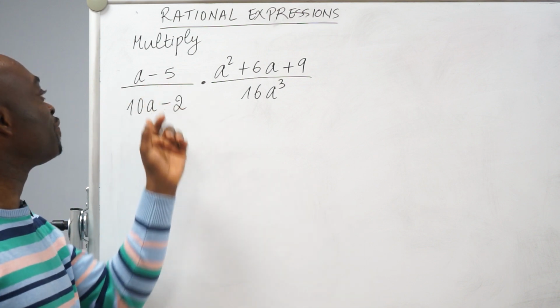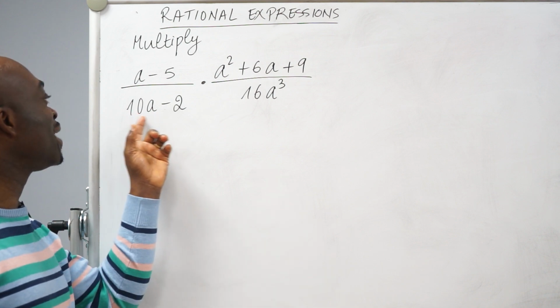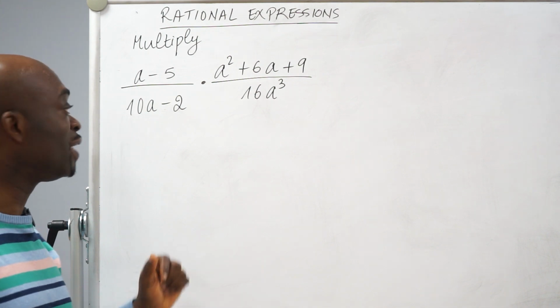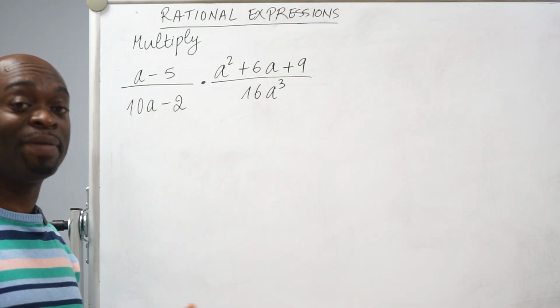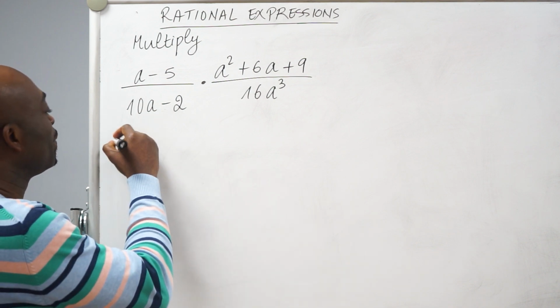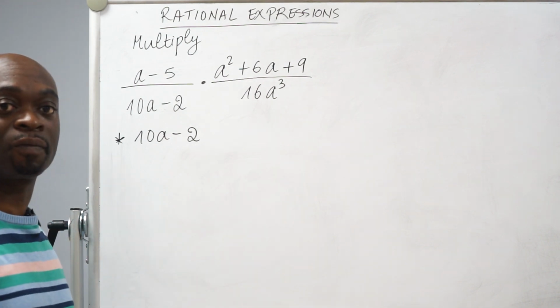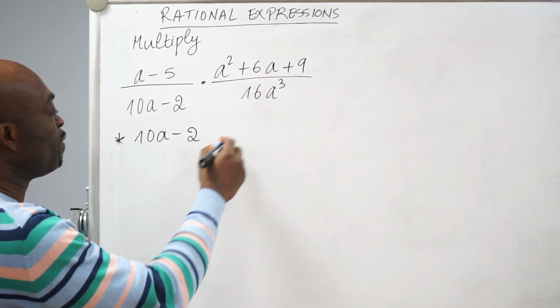So if we take a minus 5, can we factor that? No. If we take 10a minus 2, the first rational expression here, can we factor that? Yes, by using what? The GCF, the greatest common factor. So let's go at it. We have 10a minus 2, and we're going to use the greatest common factor.